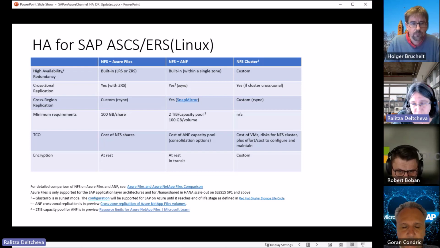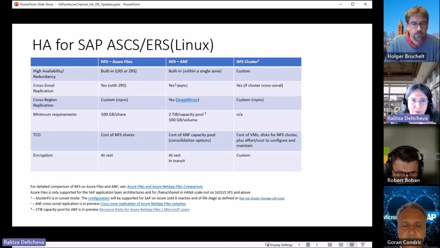For cross-regional replication with ANF, you have SnapMirror. That's essentially the same, based on the same technology, which does the cross-zonal replication. And for NFS on Azure Files, for now, you would rely on scripts to replicate. So on Linux, a very typical solution is to use rsync, for instance.